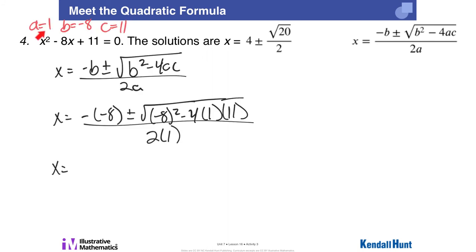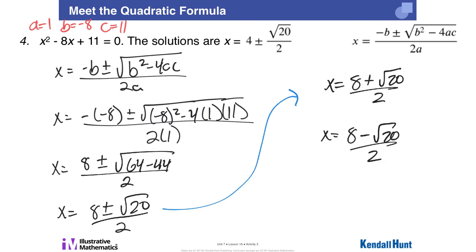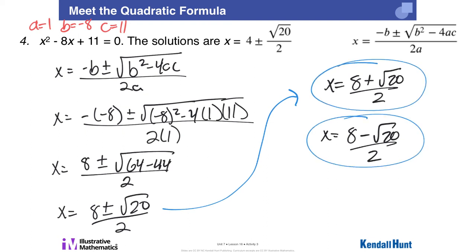So double check that you've gotten your A, B, and C correct. And one thing to notice here is that since B is negative 8, you have to keep this original negative here, and then when you plug in negative 8 for B, it really ends up being a positive 8. So just be very careful with that. All right, the square root of 20 doesn't come out evenly, so our answers are 8 plus the square root of 20 divided by 2 and 8 minus the square root of 20 divided by 2. So you still end up with 2 answers here because of that plus or minus symbol.